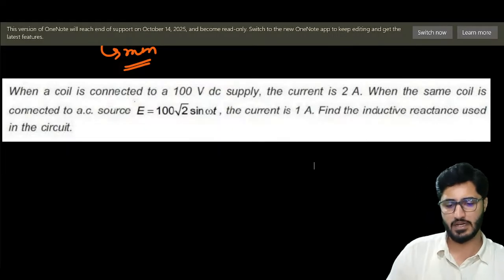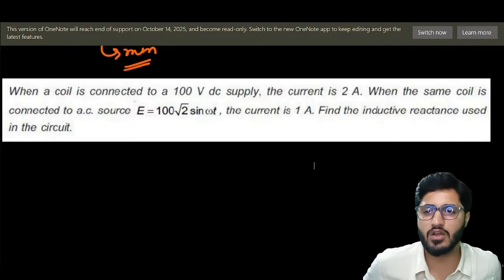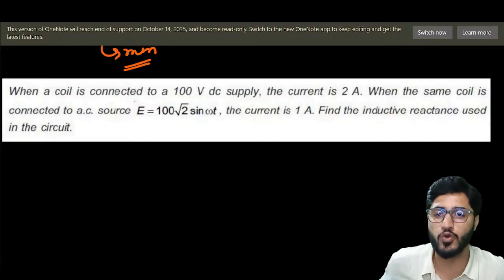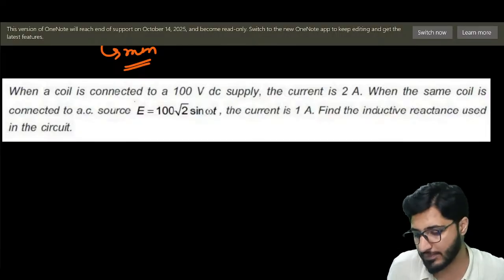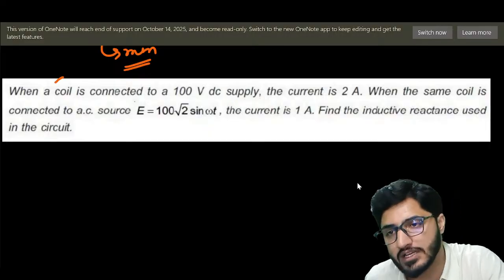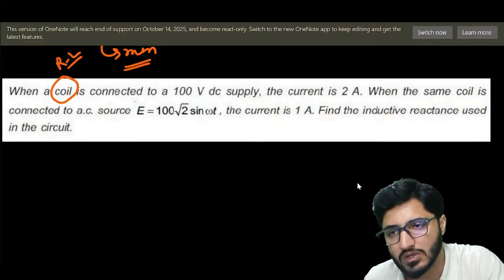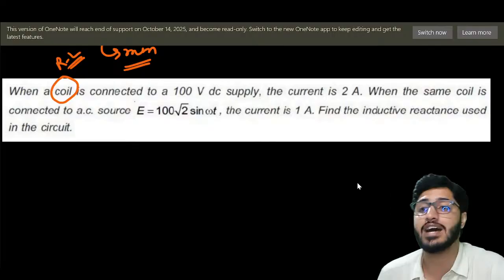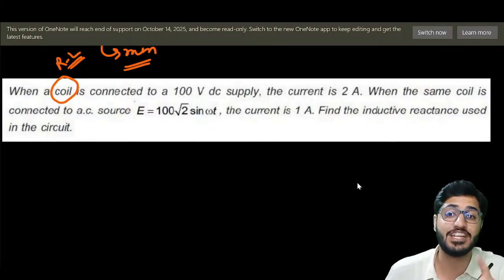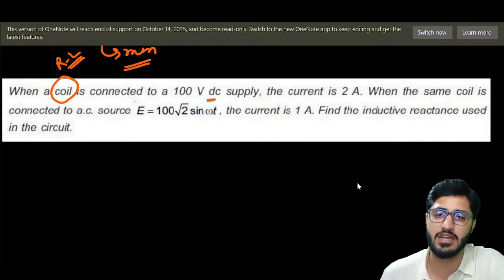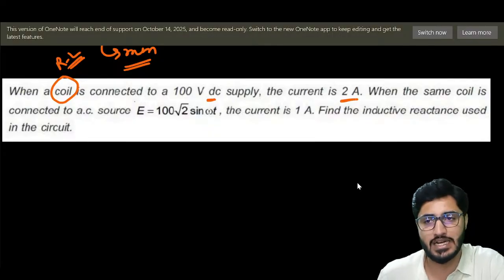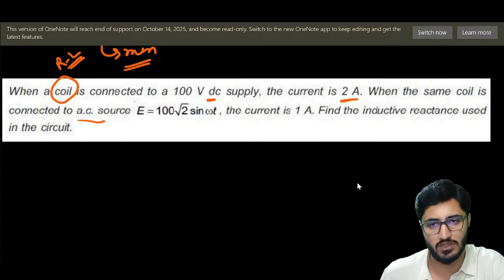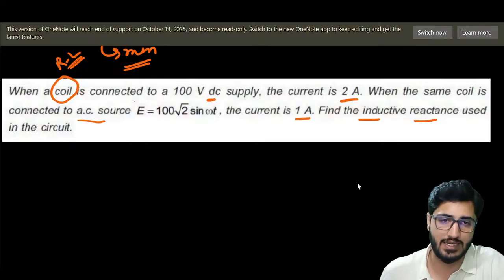Numerical like, when a coil is connected to a 100-volt DC supply, that means we are having a coil. It is a 100-volt DC supply. Coil means it is an RL circuit. Current is 2 ampere. When the same coil is connected to the AC source, current is 1 ampere. The inductive reactance, that means XL, we have to find out.